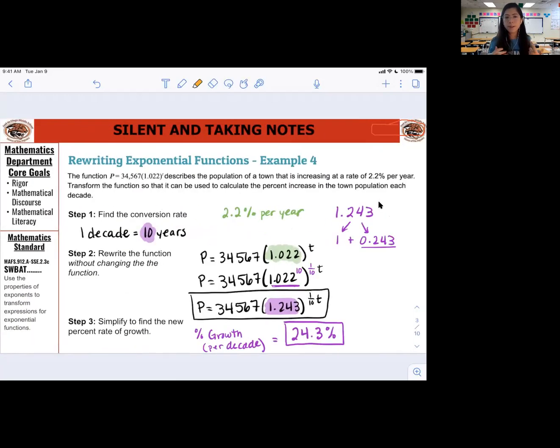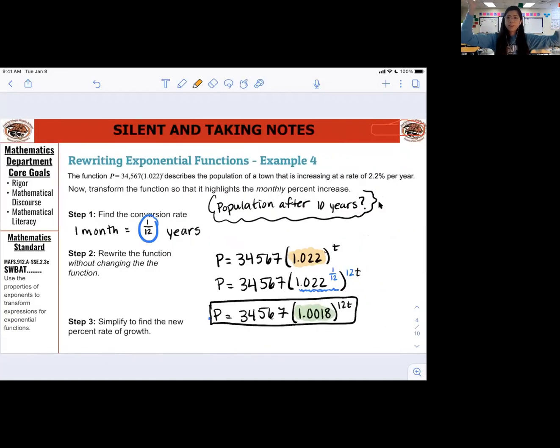In this example, we plugged in 10 on the inside because we were going from years up to decades. So the number got larger. But this time we went from years down to months, so our number got smaller. Okay, so what is my new percent? Monthly percent.